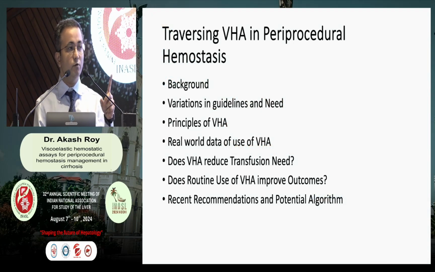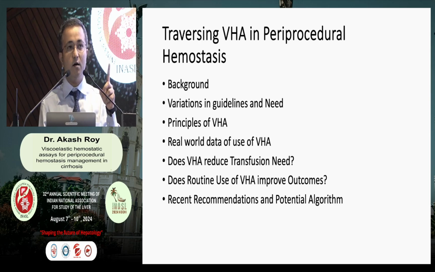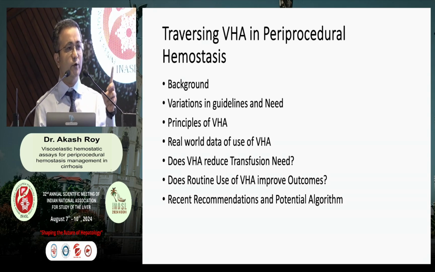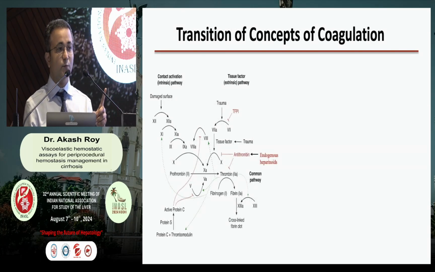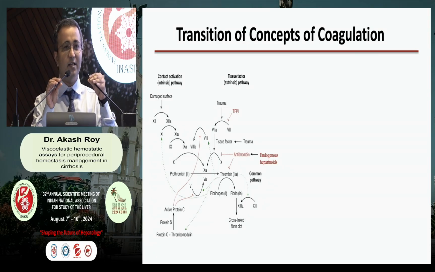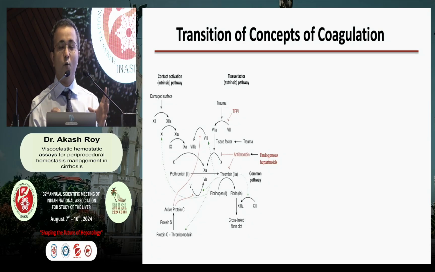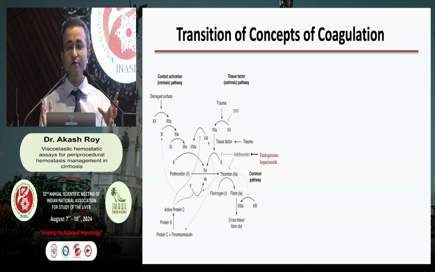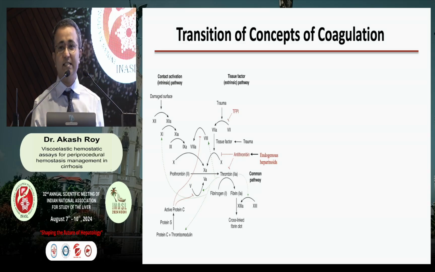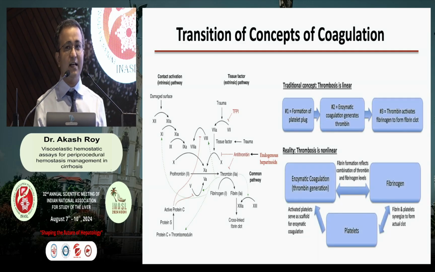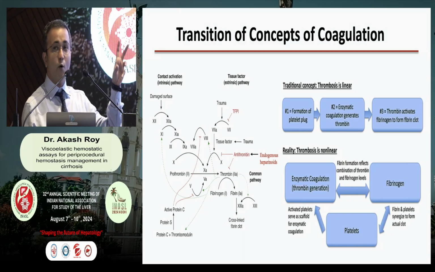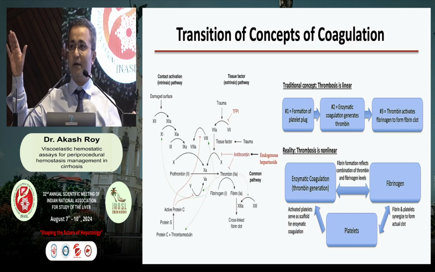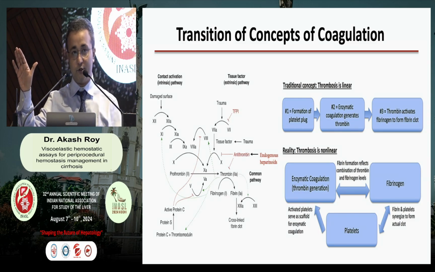We'll go through the background, we'll go through what the variations are, why we are talking about this, what the real world data is, and I'll try to put in a simplistic algorithm as to how it can be used. So this is what we have been taught from our high schools of how a coagulation cascade looks: very linear, goes step by step. But things in life are not always supposed to be linear. And these coagulation cascade pathways are at best kept to medical textbooks.